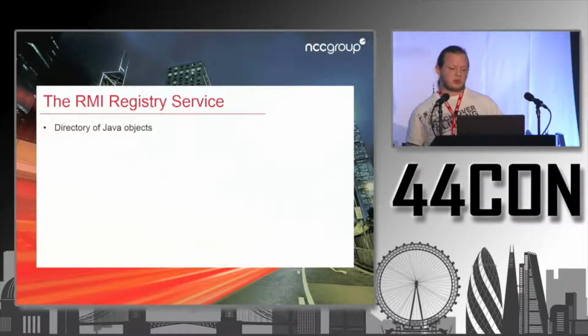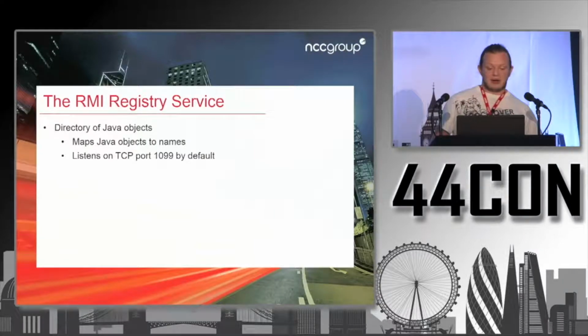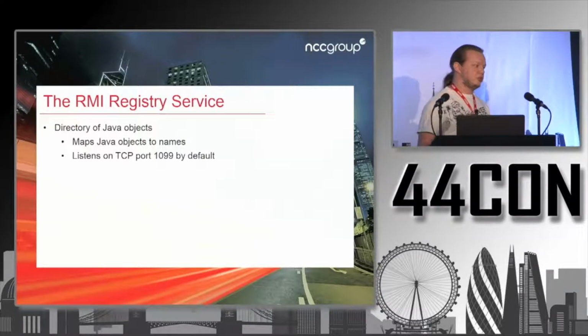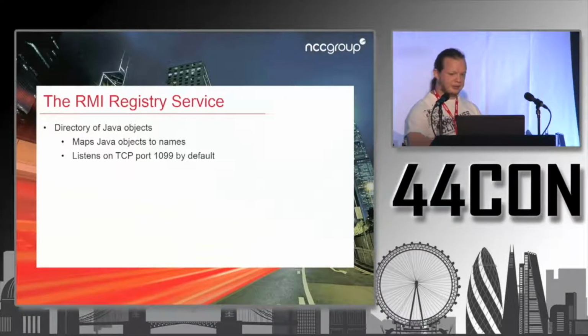The RMI Registry Service is nothing but a directory of Java objects. It maps Java objects to names. So a server application will say, I've got this object, I want to call it this. There you go. The registry service listens on TCP port 1099 by default.